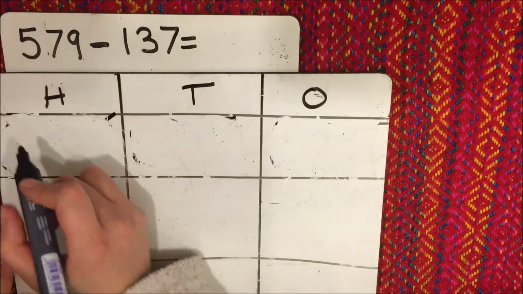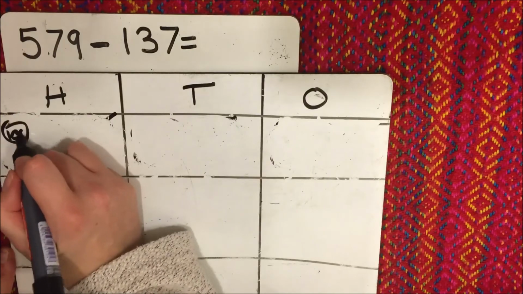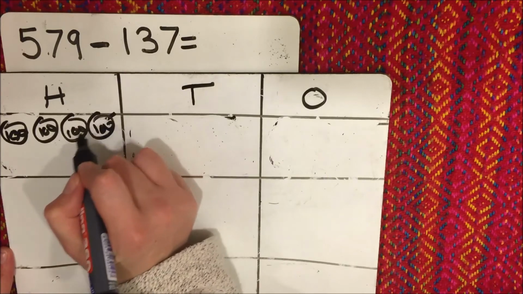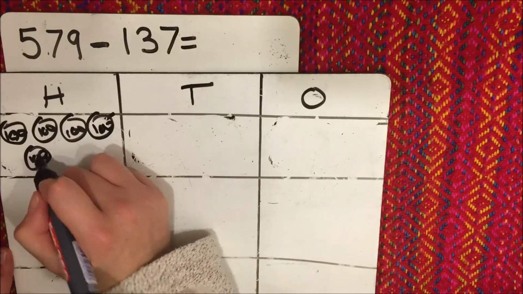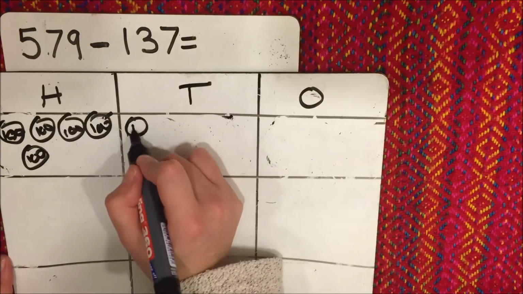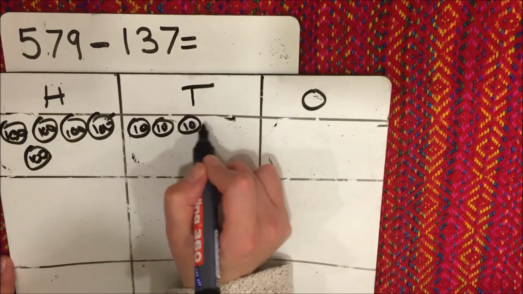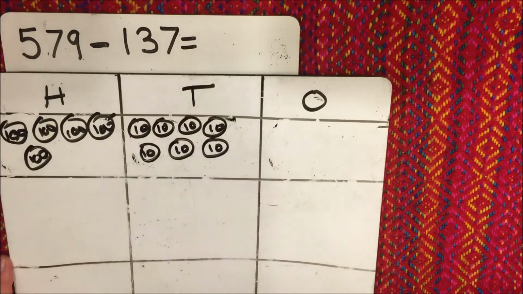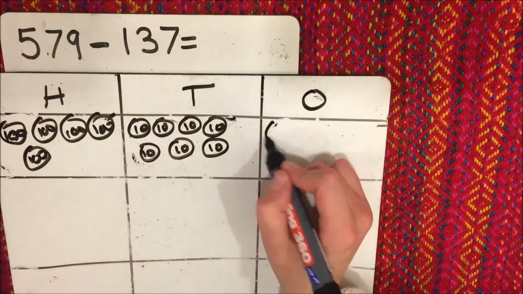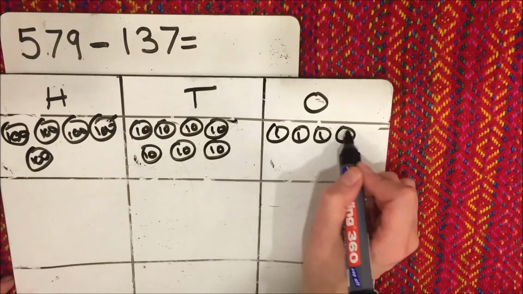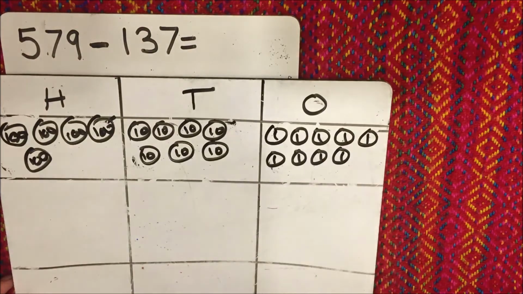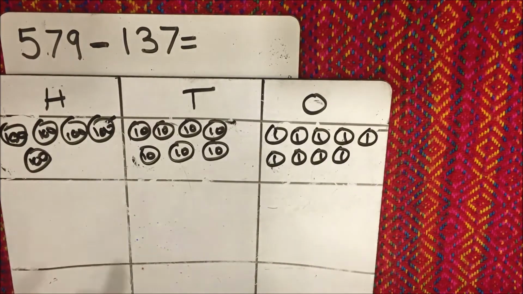So I need to draw 500 first of all. 100, 200, 300, 400, 500. How many tens? 7 tens. 10, 20, 30, 40, 50, 60, 70. What about my ones? 9 ones in the ones column. 1, 2, 3, 4, 5, 6, 7, 8, 9. Good job. To take away my 137, I need to cross them out.